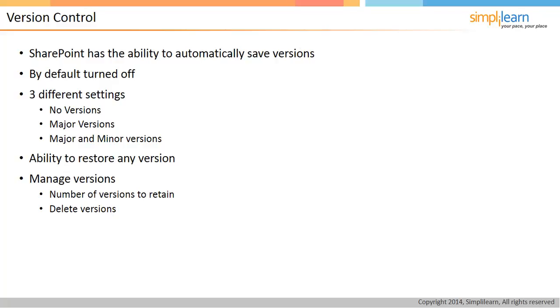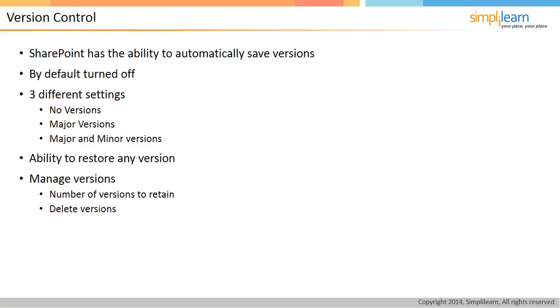The third option, major and minor versions, stores both major versions as in 1, 2, 3, etc., as well as their minor versions 1.1, 1.2, 2.1, 2.2, etc. Minor versions are considered draft versions and made visible to only those users who have edit rights or above in the library. All users who have any type of access on the library can view the major versions.